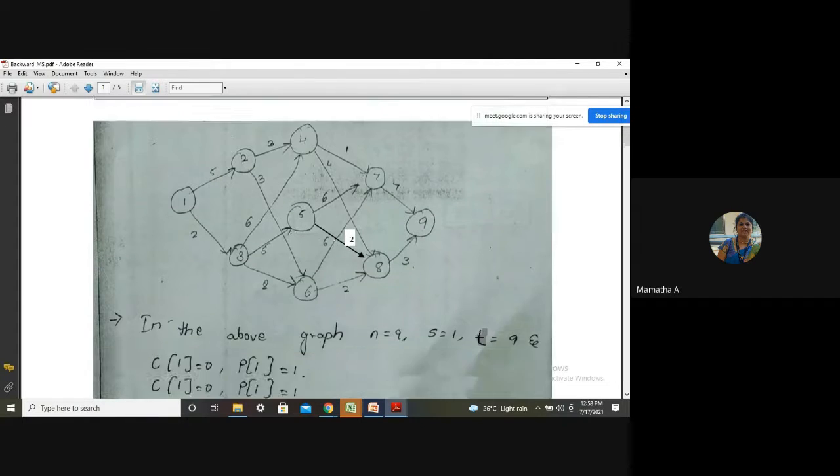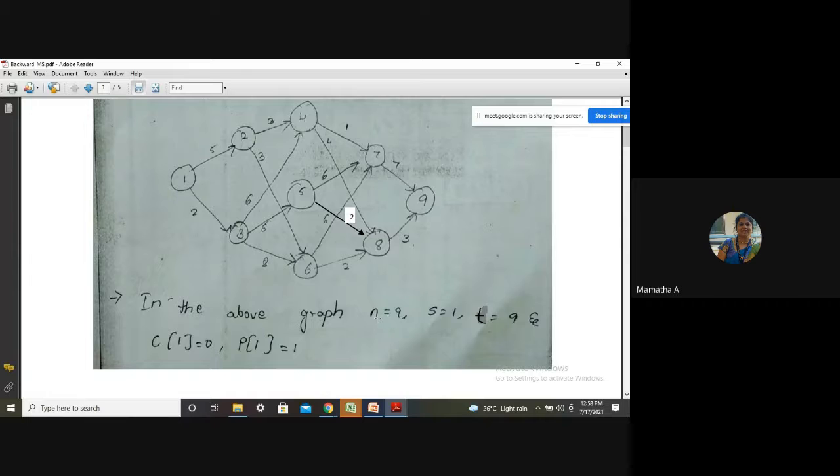The same thing you can see. So n equals to 9, s equals to 1, t equals to 9, right? And observe that c of 1 equals to 0. There it was c of 9, n equals to 0. And p of 1 equals to 1. The path of reaching 1 to 1 is 1 only, right?